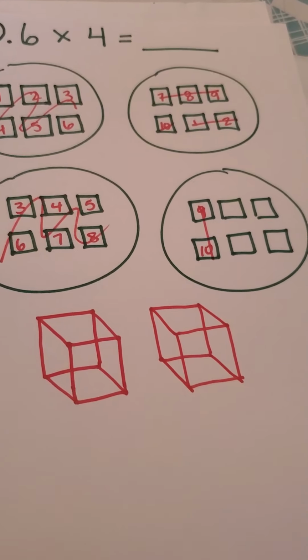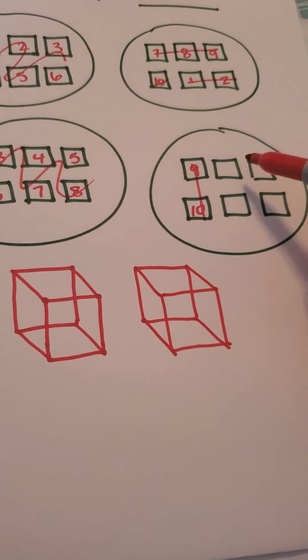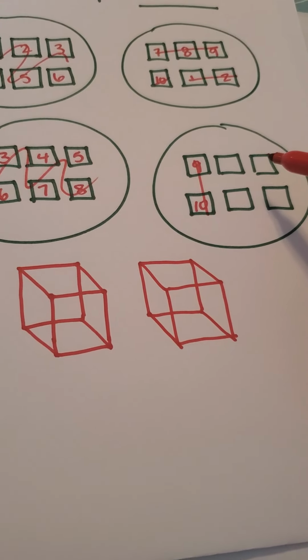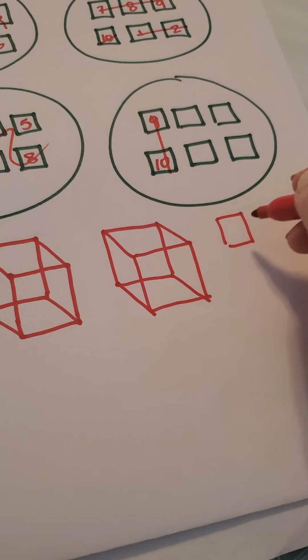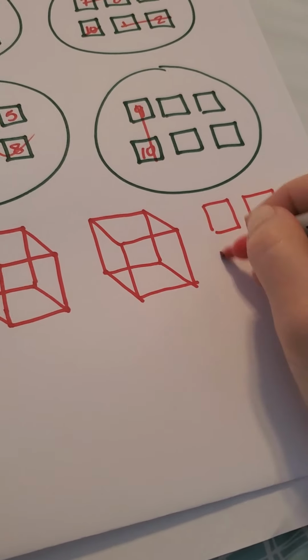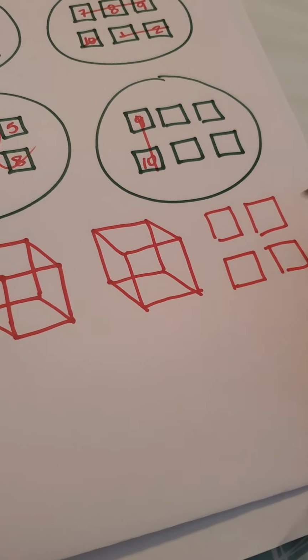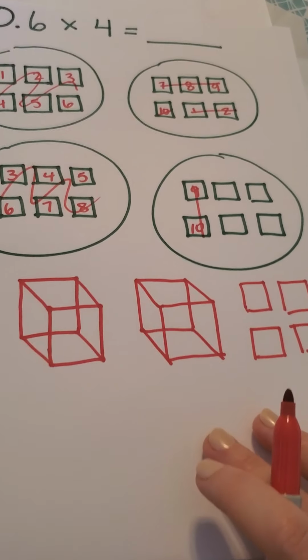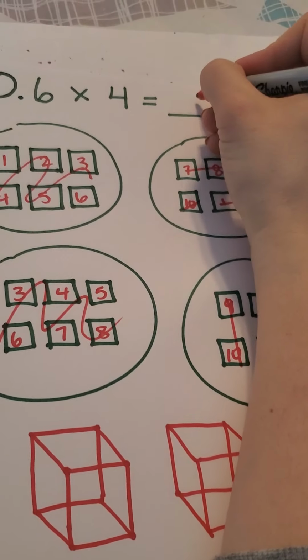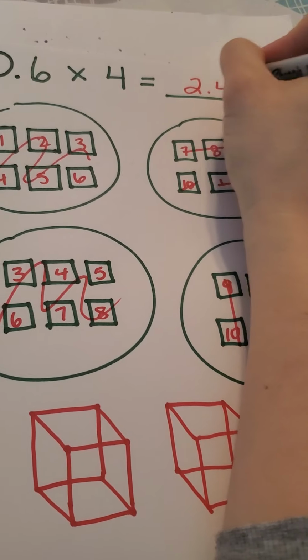Okay, so I have my 2 cubes drawn. And then I have 4 left over. So I can't build another cube with 4. So I'm just going to leave those 4 as is. I'm just going to bring them down here. My 4 flats. Okay, so I'm left with 2 and 4/10. So I'd write that up in my top answer here like this.